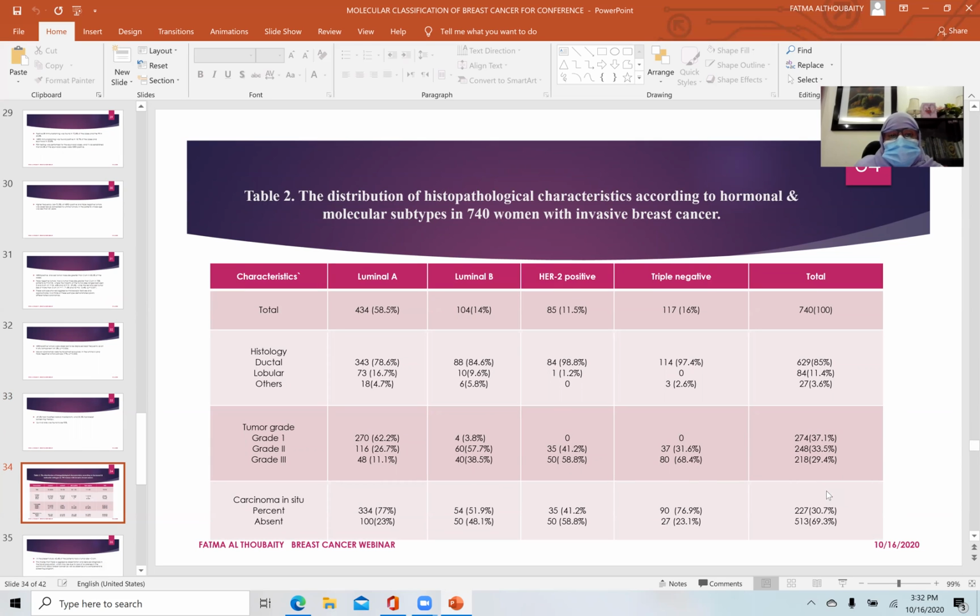This table shows us the histopathological characteristics of those molecular subtypes. As I told you, the most common histopathology, in 85%, is invasive ductal carcinoma. And for the tumor grade, we have grade 1 in luminal A, 62.2%, grade 3 commonly in triple negative and HER2, 68.4%. And we have carcinoma in situ commonly in case of luminal A and less common in case of HER2 positive patients.